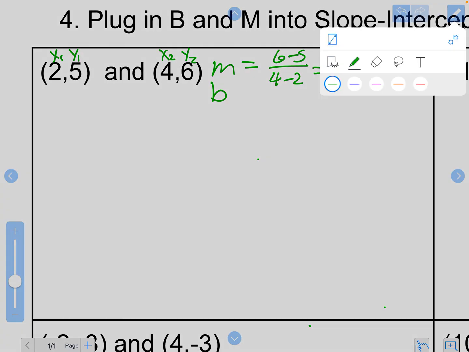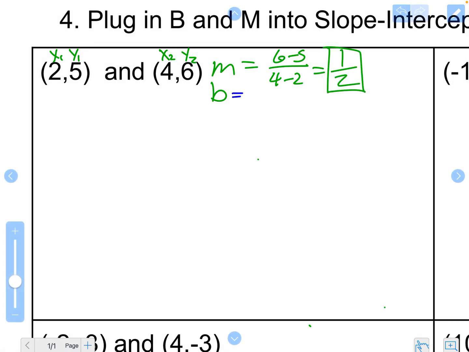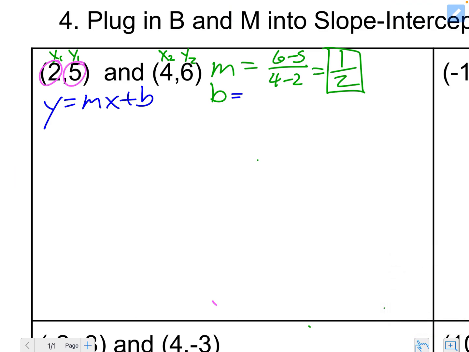Now, the question is, how can we find our b? How can we find our y-intercept if we're not given a graph? And we've got 2 different ways we can do it, and I'm going to do each problem both ways. So one way that we can do this is we can take our y equals mx plus b equation and we can plug in x1 and y1 in the spots of y and x, as well as our slope, and we can solve for b.